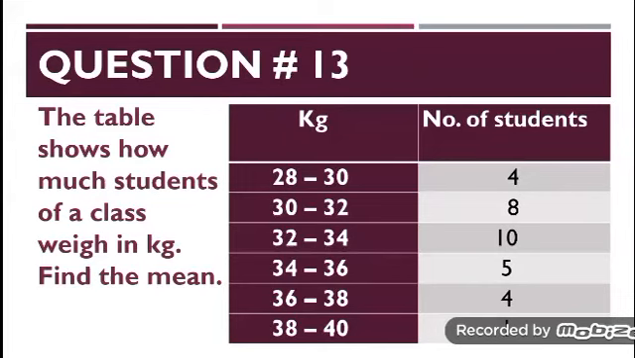Now we solve question number 13. In this question, we are going to calculate the mean for the grouped data. The statement of this question is: the table shows how much students of a class weigh in kilograms. Find out the mean. This is the table which is given in this question. Weight of the students is given in the form of class intervals, and these are the number of students.